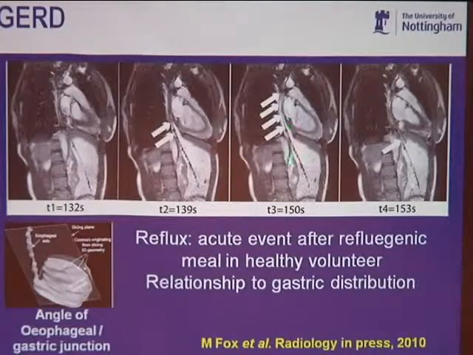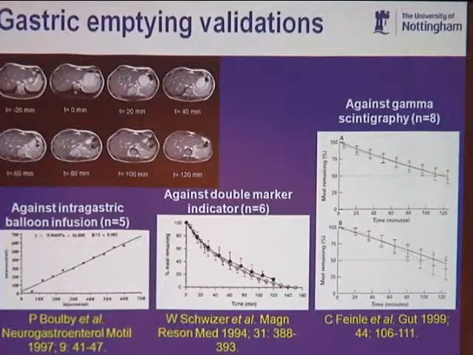And you can see very easily periods of reflux, now from the stomach into the esophagus. Now, it's true that you can detect this with manometry as well, but in this case, we can do this and look at gastric function at the same time. It's very easy to measure gastric emptying with MRI.